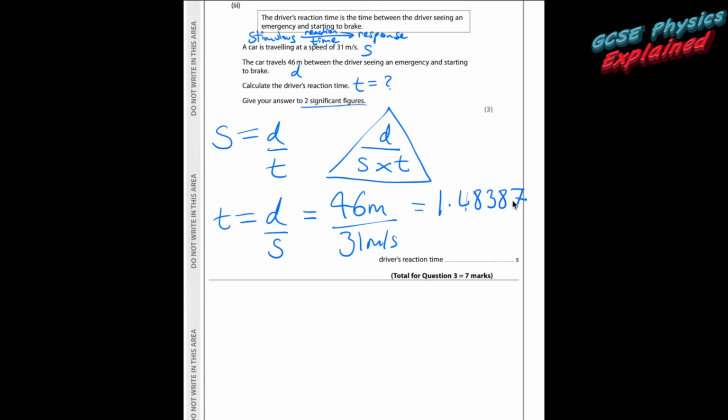1.4387. And they wanted it to two significant figures. So the first significant figure is the first figure that's not a 0. So that is the first figure. That's not a 0. So that's the second significant figure. And this 8 turns the 4 into a 5. So the two significant figures, the answer is 1.5 for 3 marks. If you left it as 1.48, you would get 2 marks.